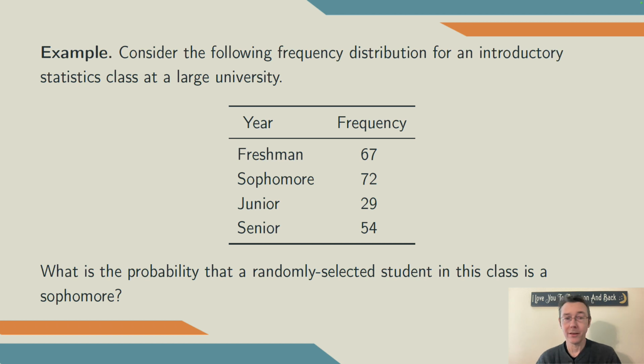Another slightly different example. Consider the following frequency distribution for an introductory statistics class at a large university. What's the probability that a randomly selected student in this class is a sophomore? So again, pause the video. Think about not just the answer to this question, but also whether this is classical or empirical probability.